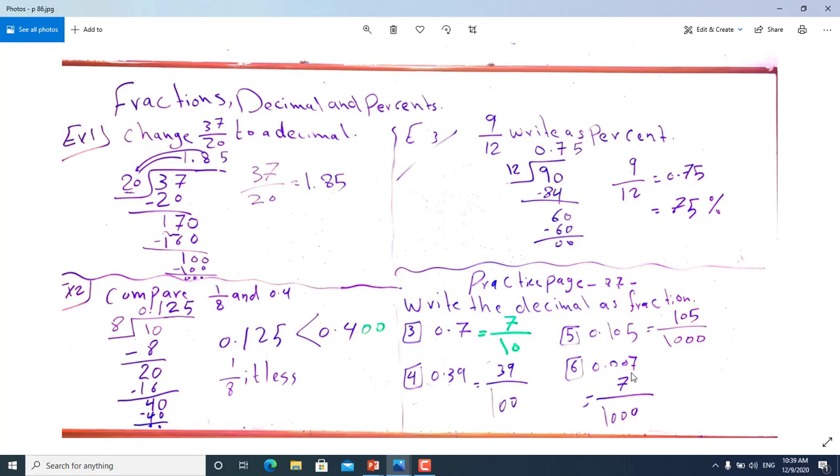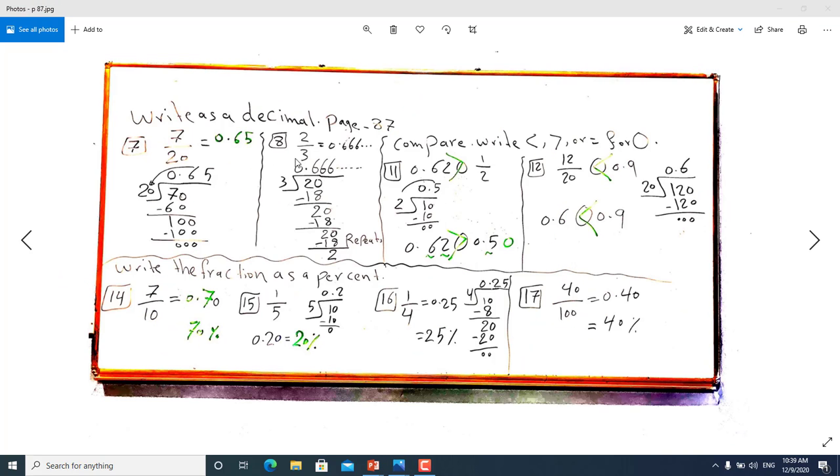And from there we have 7, we write 7, and its place is tens, hundreds, thousands. It's thousands. It's more practice. In page 87, write as a decimal.